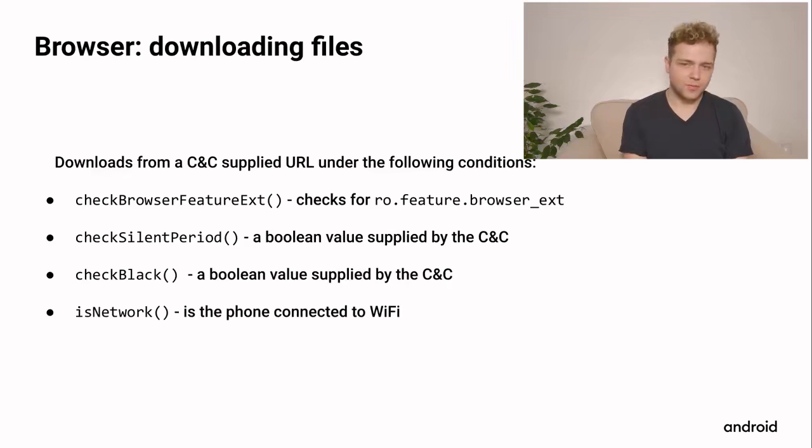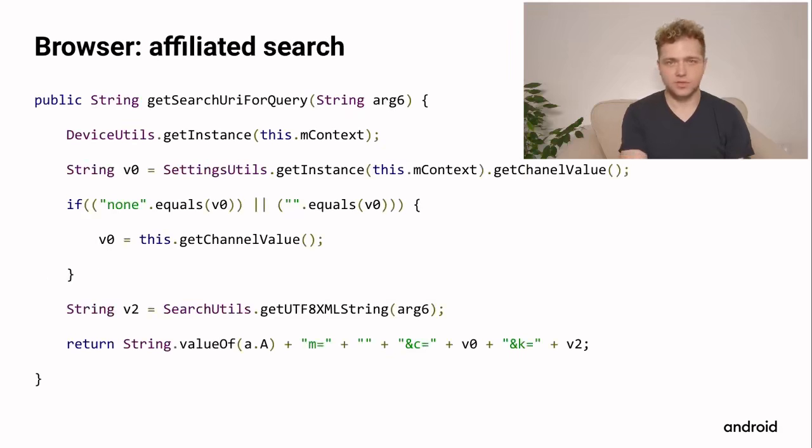And it checks whether the phone is connected to Wi-Fi. So it will only download stuff if the phone is connected to Wi-Fi, which is good because it doesn't use data in that way. And this also makes it stay slightly more silent because you're less likely to see network usage on Wi-Fi than you are to see the network usage on your data plan.